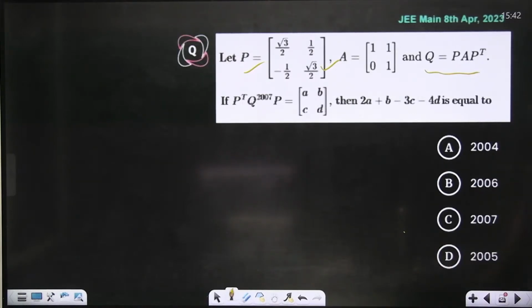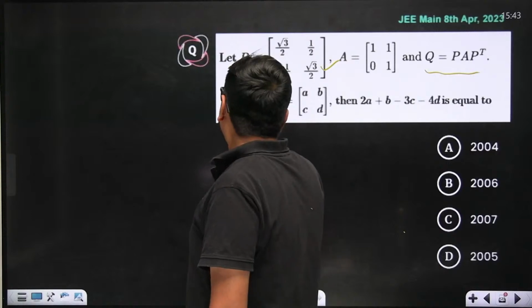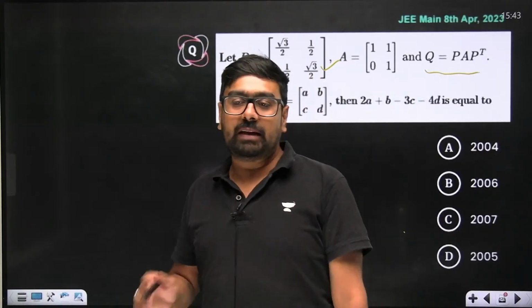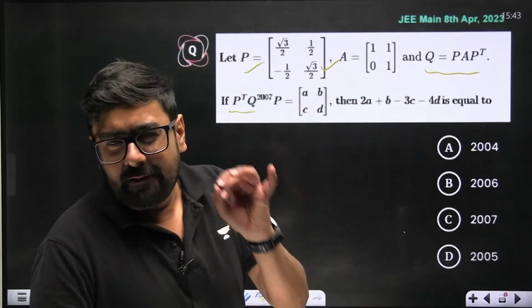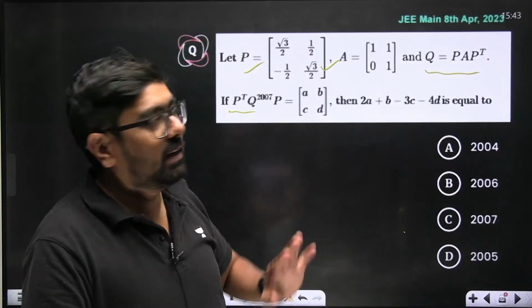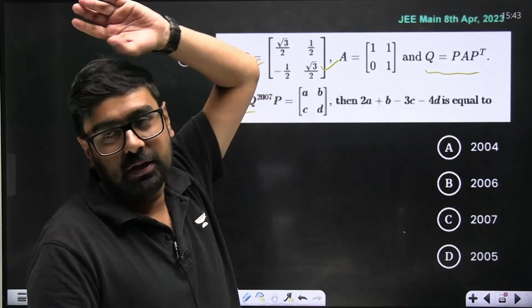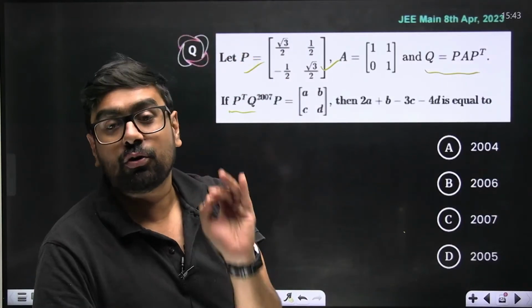Pay attention at P. Again, please pay attention at P. What is P? Does P look like a special thing to you? If you did know that, then the question has nothing to do. Whenever you see a matrix being multiplied with its transpose and the matrix is given to you, always check whether the matrix is orthogonal or not.